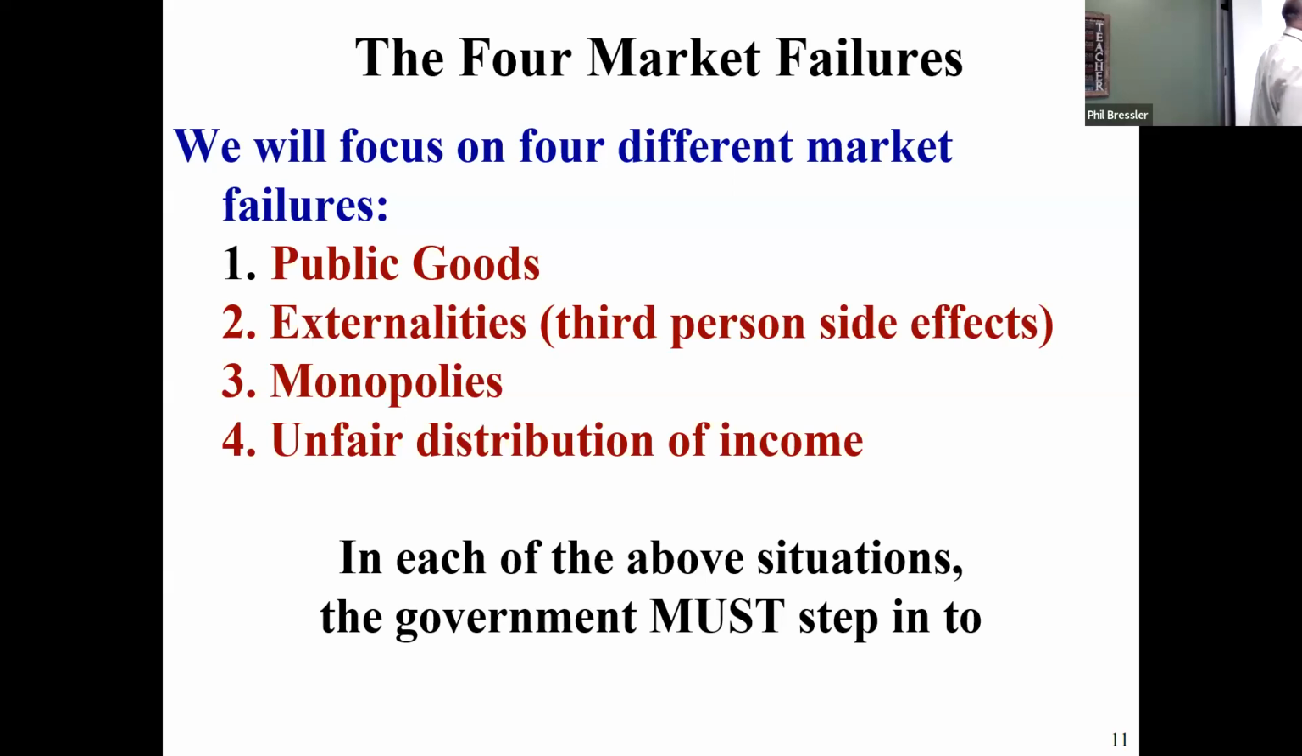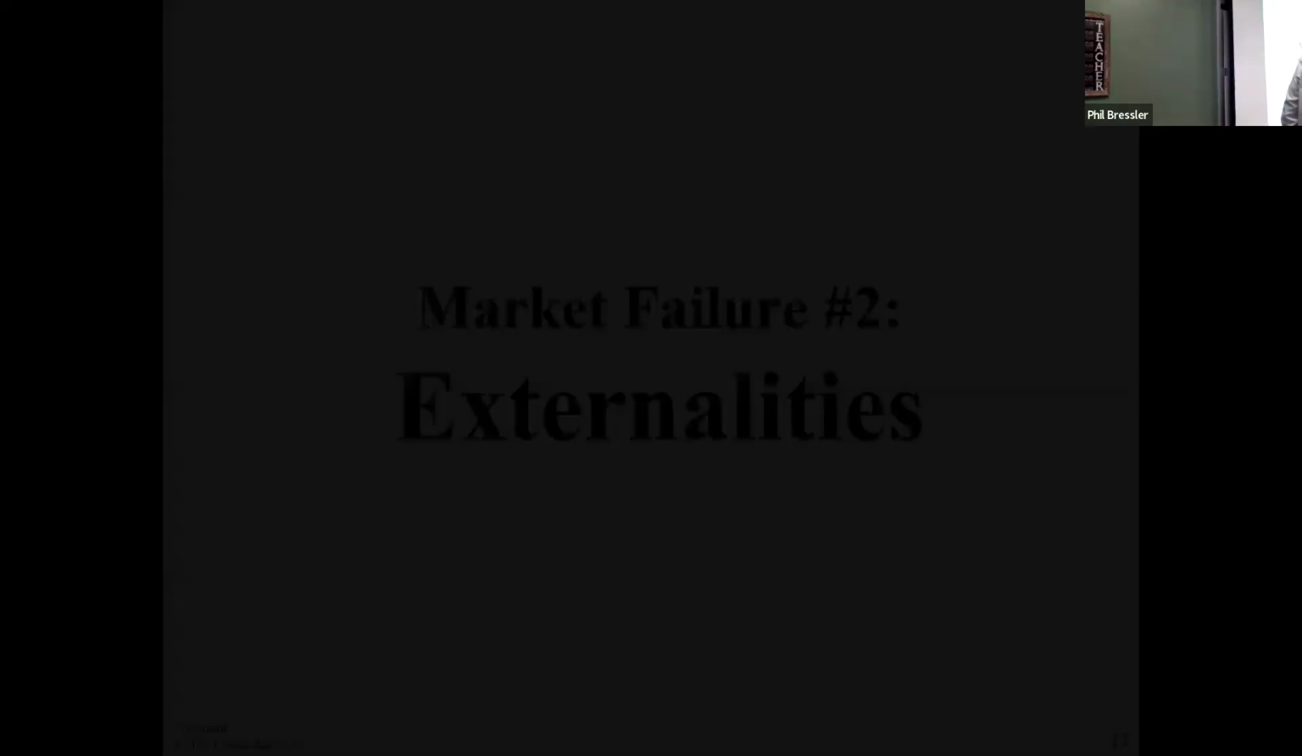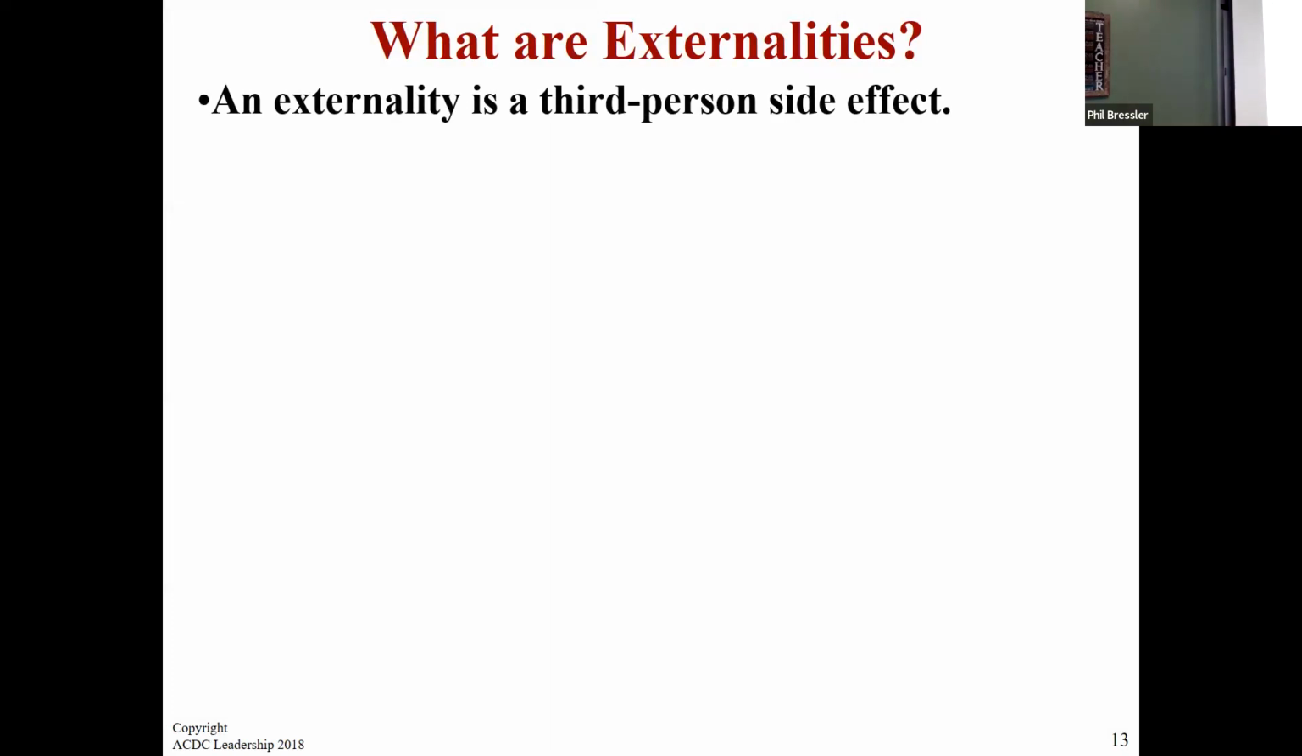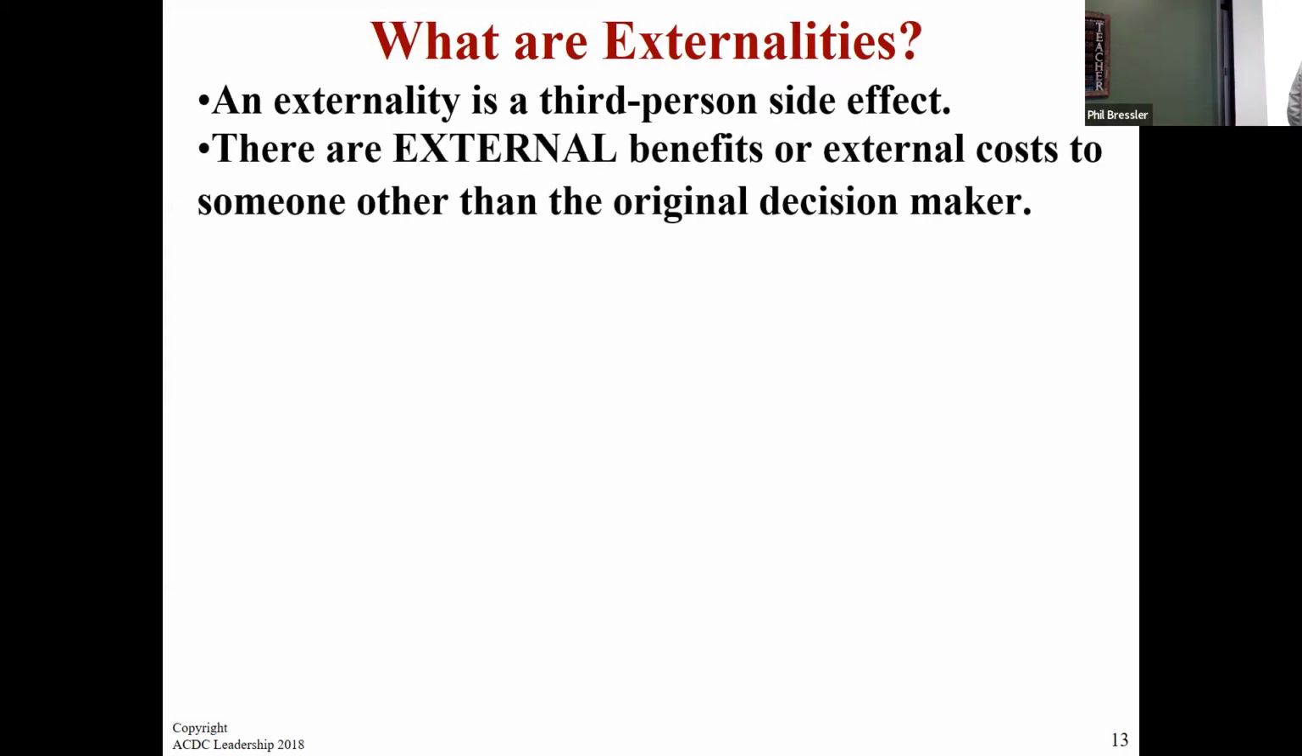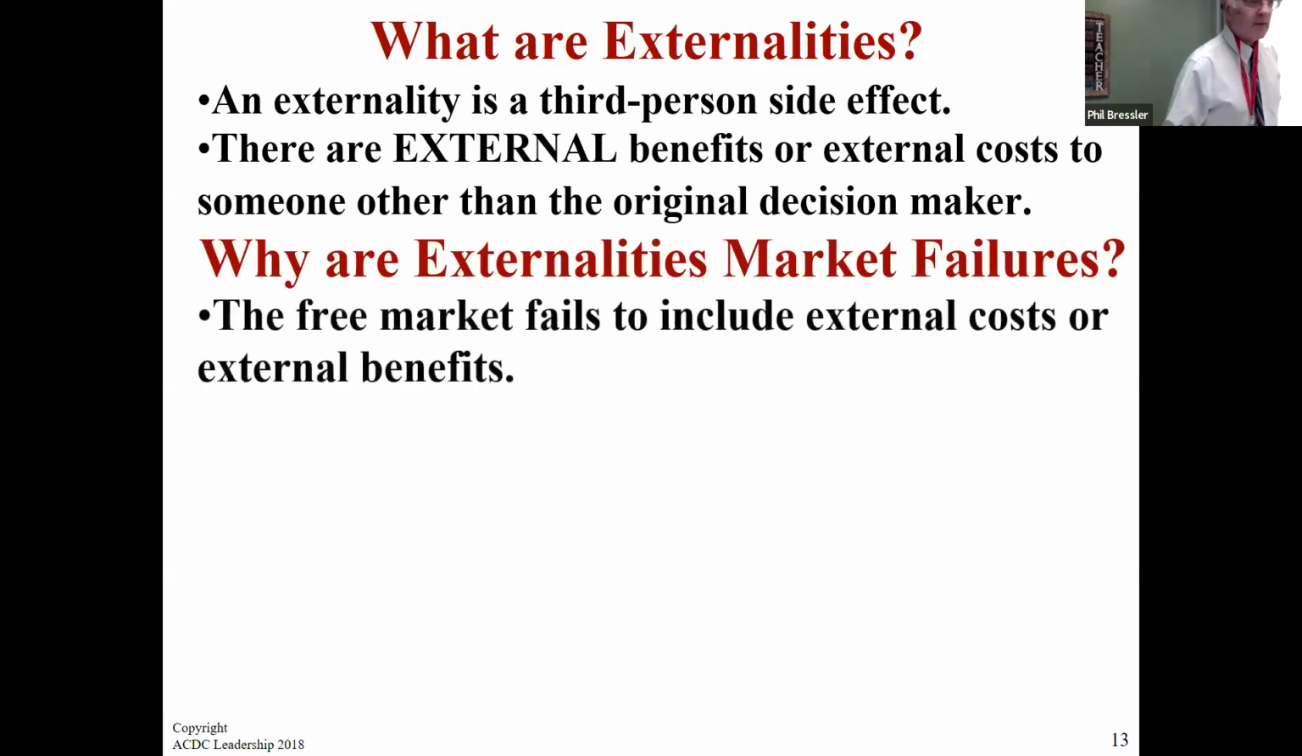We'll go through monopolies the quickest because I think we have a pretty good handle on monopolies. All right. So externalities. Like I said, it's a third-person side effect. There's either benefits or costs. A negative externality is going to shift supply or demand to the left, and a positive externality is going to shift supply or demand to the right. Okay. The free market. So take smoking.